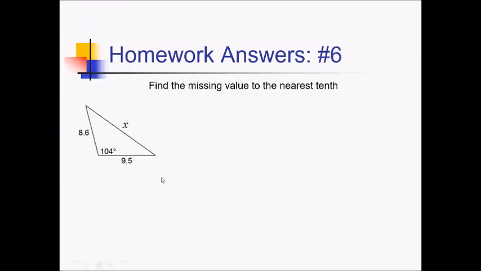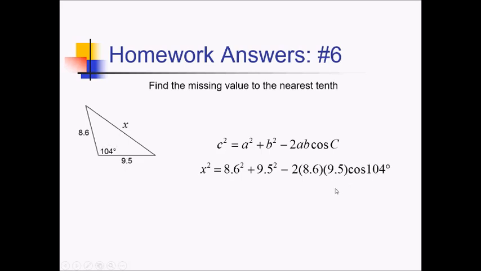In this situation, we're looking for a side of a triangle. It's not a right triangle, and we've got a side angle side situation in terms of what we do know. So this is going to be law of cosines, the one that says c squared, because we're looking for a side here, little c squared equals a squared plus b squared minus 2ab cosine c. So that's going to be x squared equals, and now my legs are both going to have to get squared. So 8.6 squared plus 9.5 squared minus 2 times 8.6 times 9.5 times the cosine of our angle that they gave us, 104. Let me clean up the right side a little bit using my calculator.